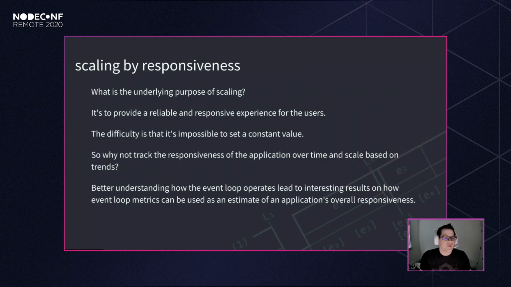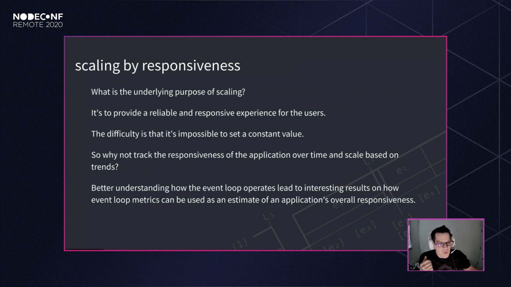Now, last thing we're going to get into is an idea I have of scaling by responsiveness. ELU gives us an ability to do more with checking the state of our applications. Now that we have a better way to compare applications and processes, we can group them and trend them. So what is the idea? What's the purpose of scaling? Well, the purpose of scaling is to allow us to give users a good experience. If we wanted to save money, we would go ahead and not scale our applications and users would just have to wait for a response. We don't want that.